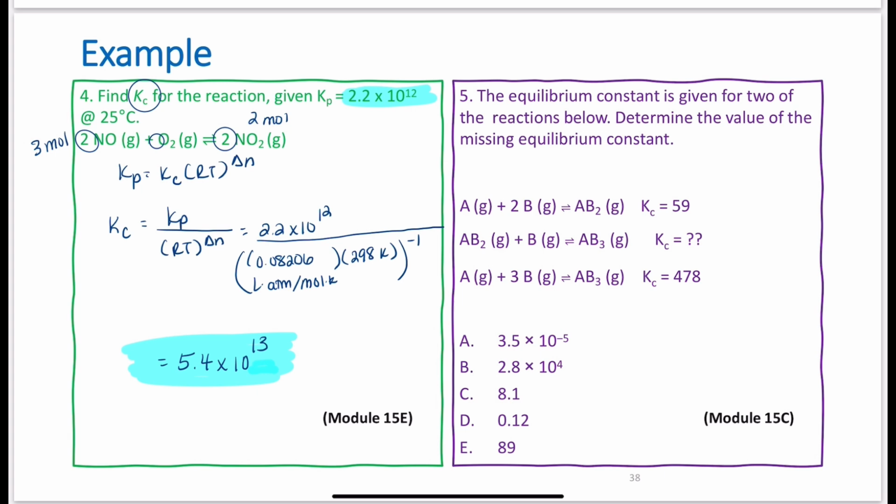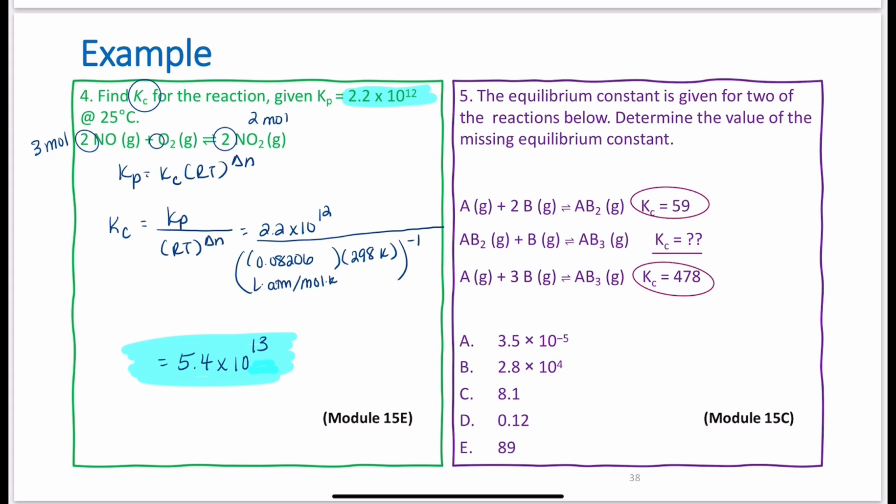Okay, what about this one, number 5? The equilibrium constant is given for 2 of the reactions below. So I can see the Kc of reaction 1 and the Kc of reaction 3. Determine the value of the missing equilibrium constant. So there's got to be something I can do to these two reactions to find what's missing. We're looking at Hess's law here.